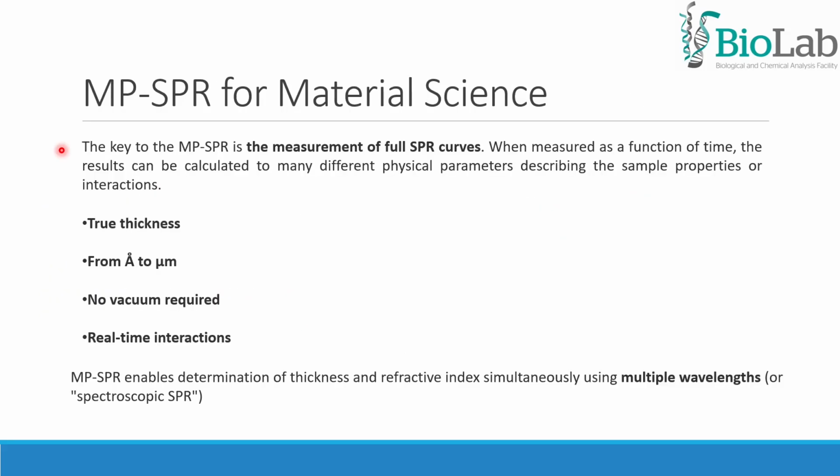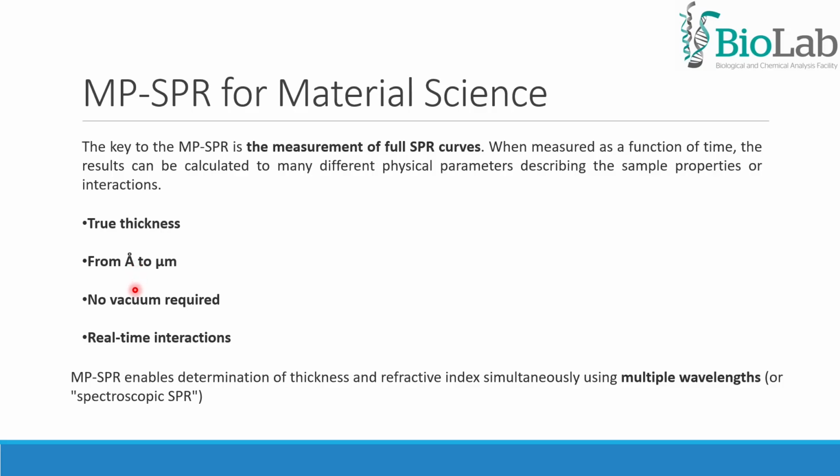Regarding MP-SPR in material science, the key is the measurement of full SPR curves at different wavelengths. When measured as a function of time, the results can be calculated to many different physical parameters describing the sample properties or interactions. Thickness and the refractive index can be determined by fitting of curves using Fresnel formalism. With additional lasers, a singular solution can be found without knowing refractive index or thickness. The unique wide-angle range measurement enables measurements not only of thin layers from a few angstroms, but also thicker layers up to a few micrometers.